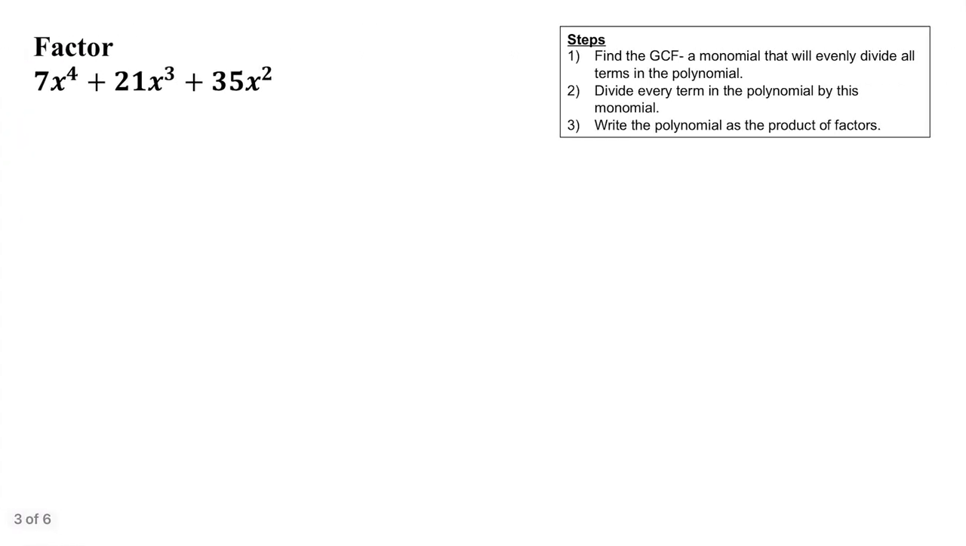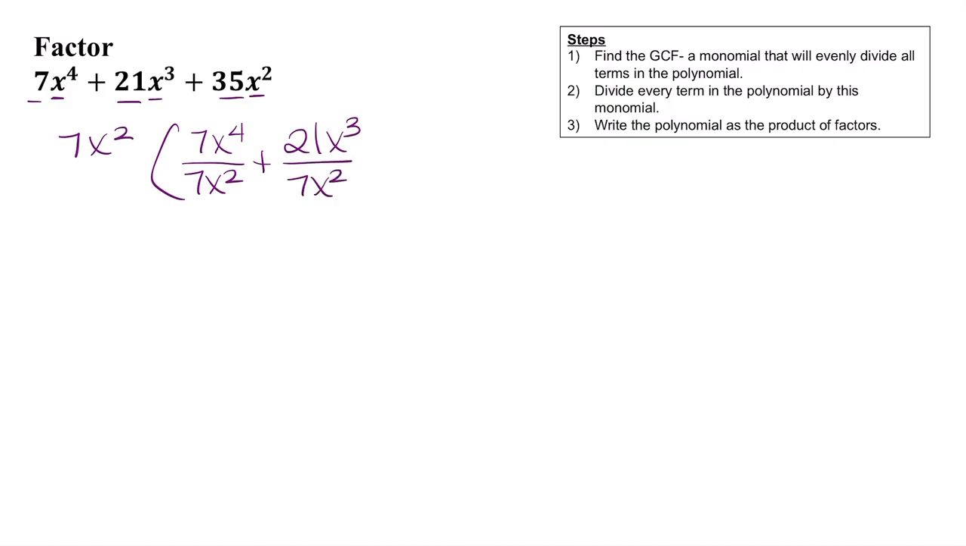So we can also factor trinomials. Let's look at 7x to the fourth plus 21x cubed plus 35x squared. All of the coefficients are evenly divisible by 7. Also, all of these terms have at least 2 x's in them, so I can also factor out an x squared. So I'm going to do 7x to the fourth divided by 7x squared plus 21x cubed divided by 7x squared plus 35x squared divided by 7x squared.